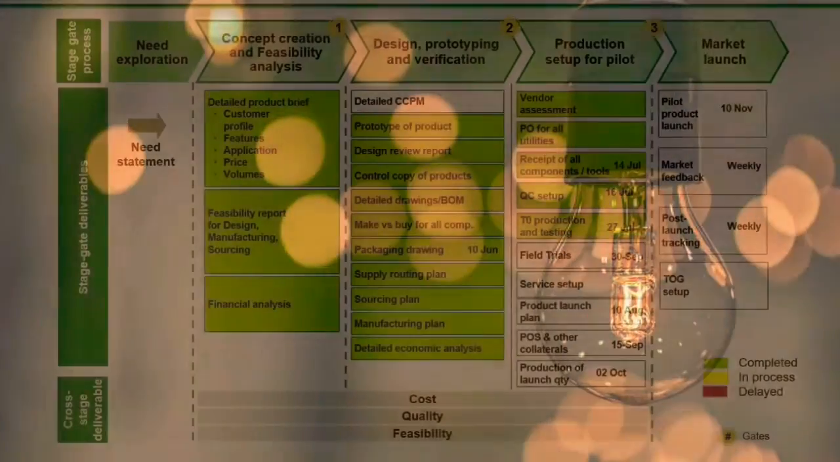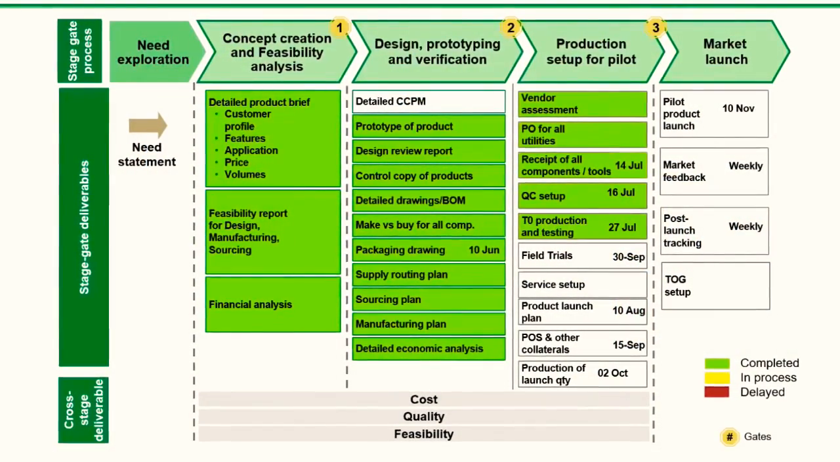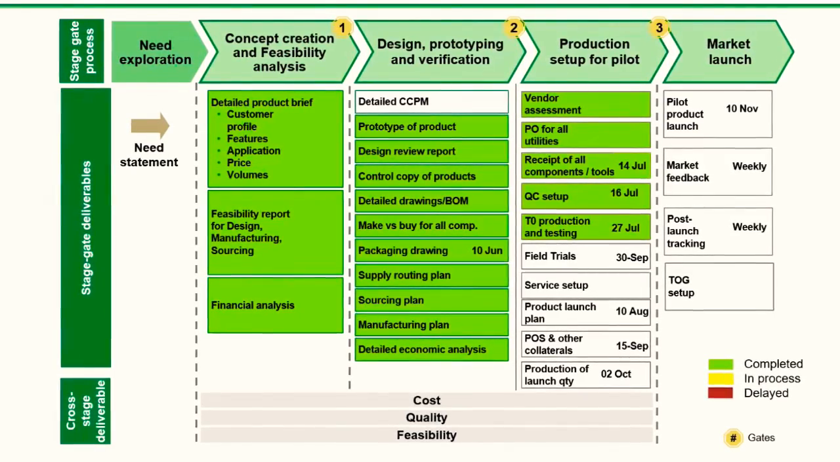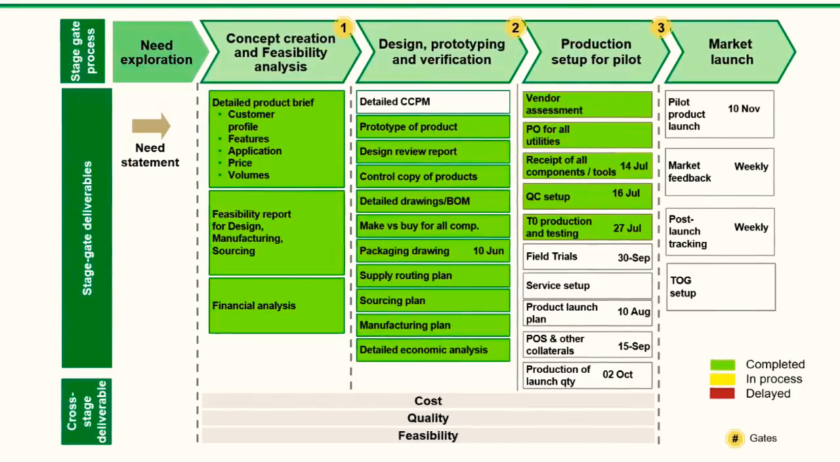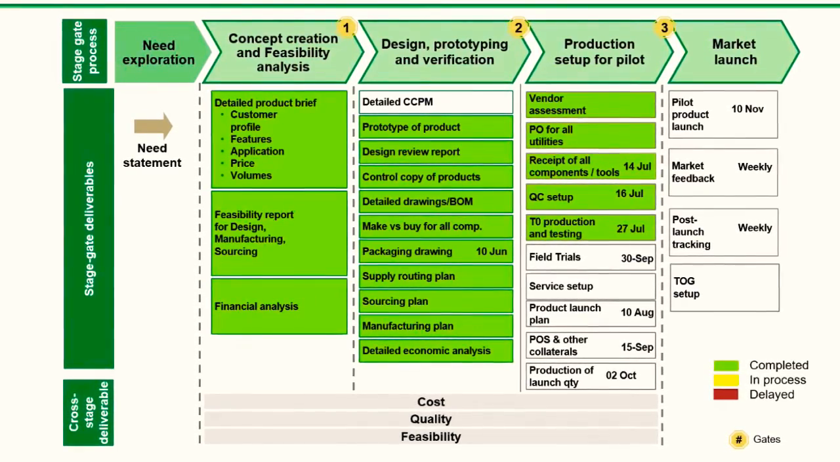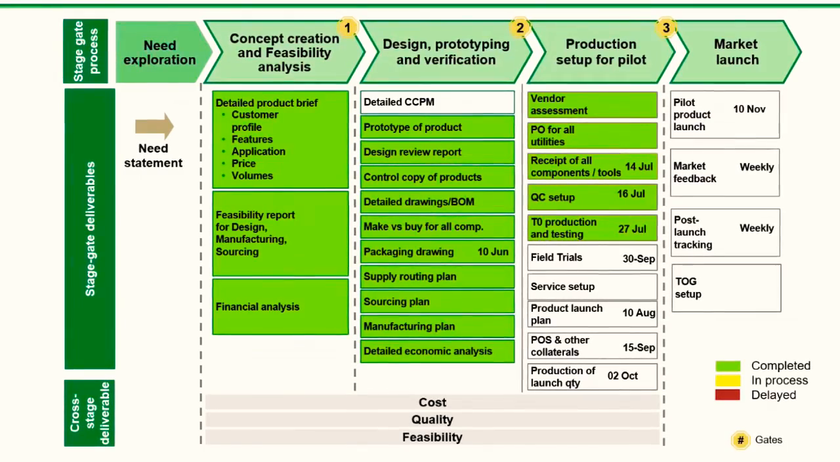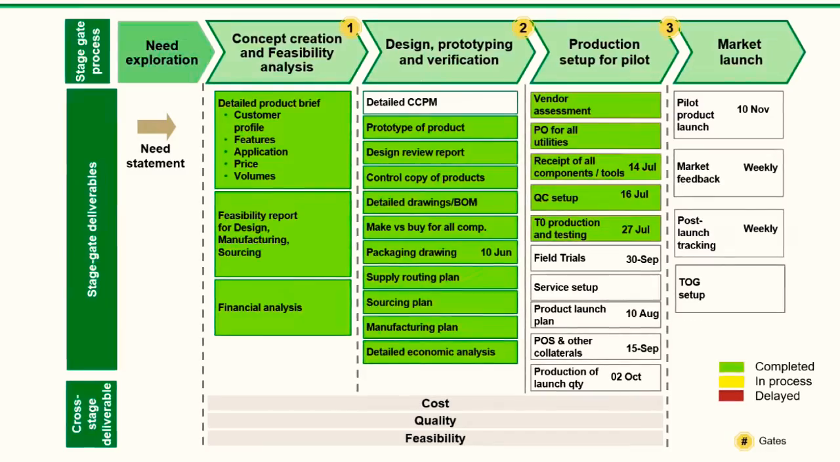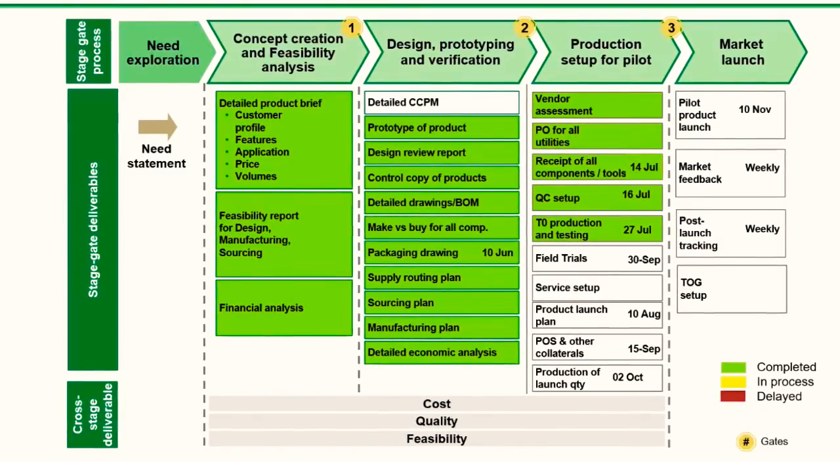We will first start from the left side corner. On the top is the various stage gate process. In the middle is the stage gate deliverables, which are the various activities required in each stage. At the bottom is the cross stage deliverables, which we need to keep in mind throughout the various activities. Those are nothing but cost, quality, and feasibility.